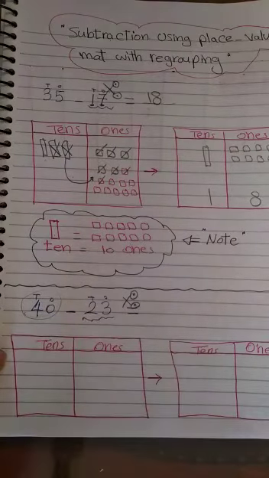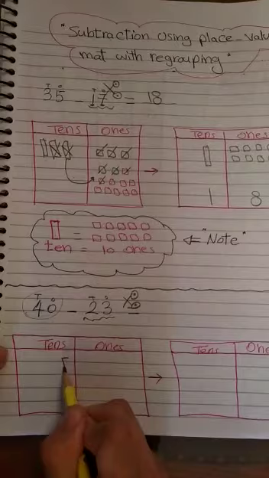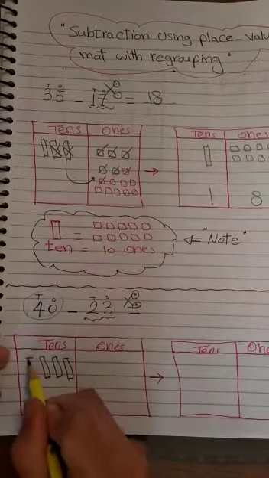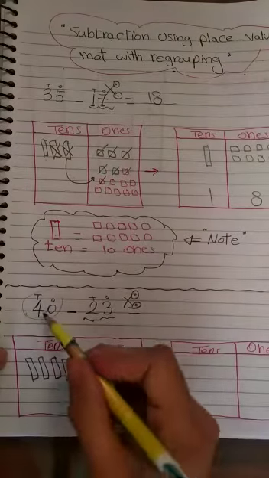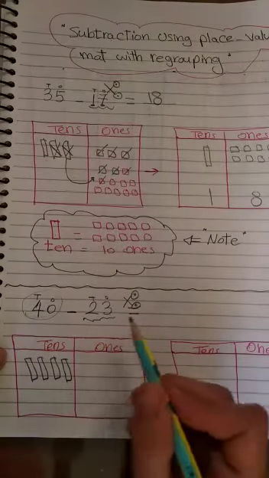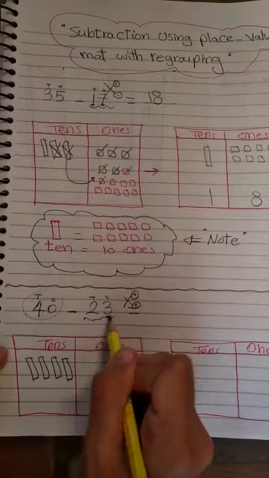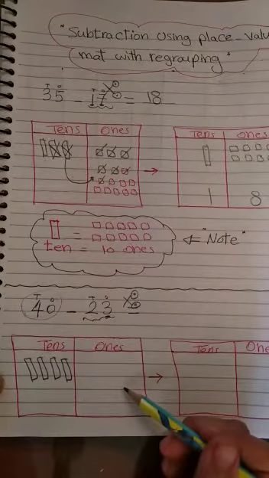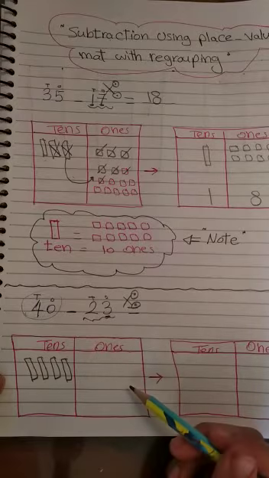So how many bars will you draw? It will be 4. So I will draw 1, 2, 3, and 4. I have 4 bars because I have 4 tens. Then we will go to the baby. Hello baby, how many ones do you want to take away? I want to take away 3. So it will go to mommy to take away 3. But poor mommy, she doesn't have.